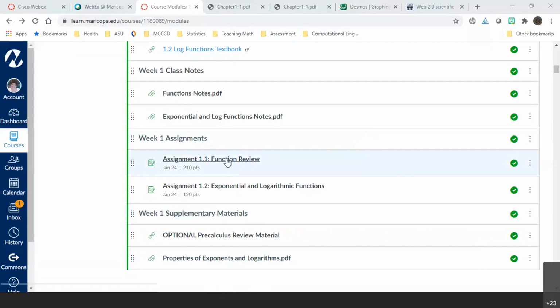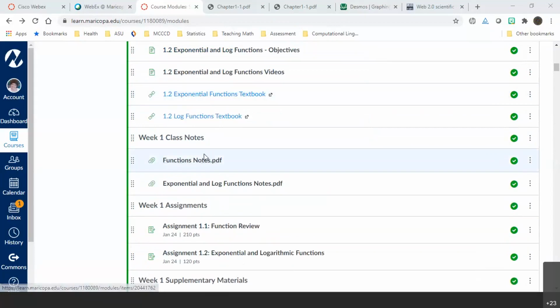function review material. If you haven't done so already, if you have Canvas open in another tab from WebEx, you might want to take a look at these function review notes, or you can actually, up here, function notes. You can print them off if you want, or you can look at them online. But this is what I'm going to be using to actually walk through the material.